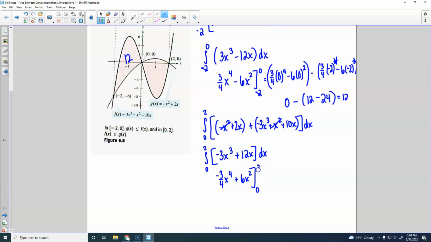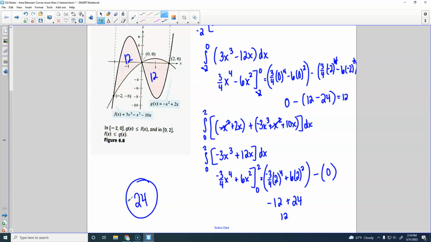We must evaluate that from 0 to 2. So negative 3/4 times 2 to the 4th plus 6 times 2 squared, minus, I'm going to get 0 when I plug in 0 there. I think it's going to be the same. So we're going to get negative 12 plus 24. So we'll get positive 12 for this part. So we'll get 24 for our final answer.